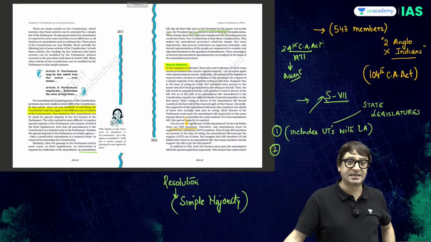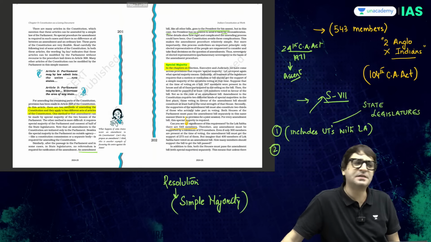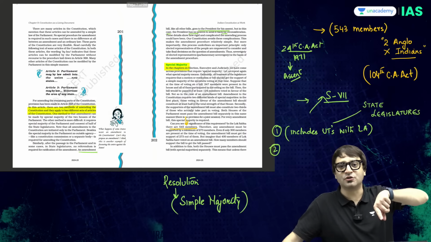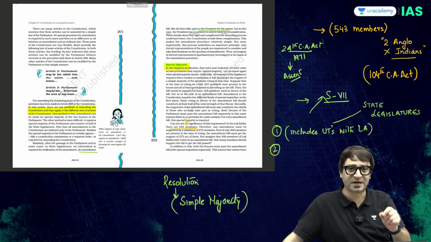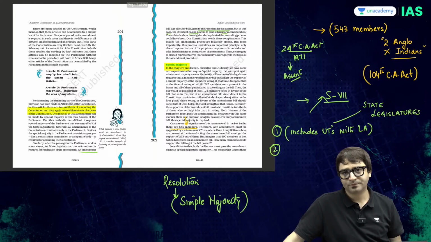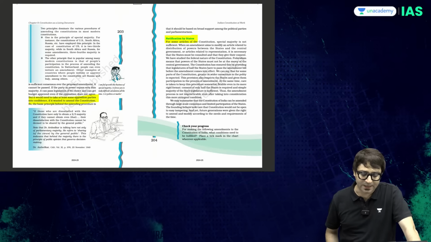Sir, what if the president says, I'm not signing? He can't say that. But sir, what if, hypothetically? First, he should resign. Or if he doesn't resign and he says, no, I'm not going to sign this bill, he is violating the Constitution. And violation of the Constitution is a ground on the basis of which the president can be impeached from his office. Clear? Let's look at something else.